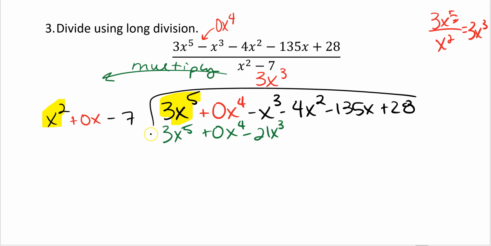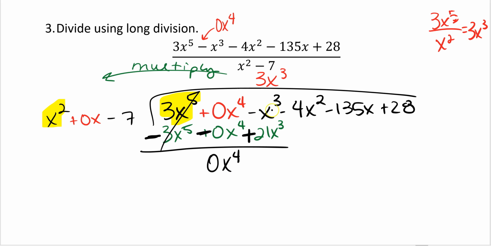Keep in mind, when we subtract everything here, you're basically changing all the signs. So this becomes minus, minus, plus. That's another way to do that subtraction. So now 3x to the 5th cancels out. 0 minus 0 is 0x to the 4th.